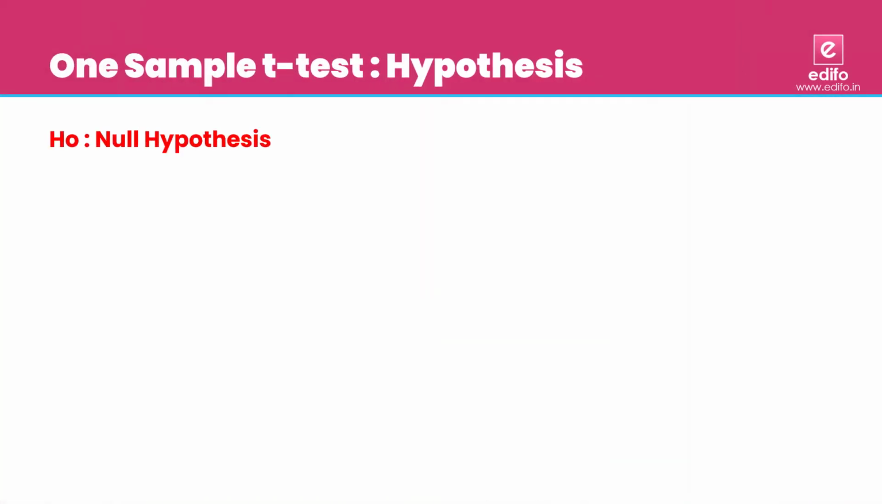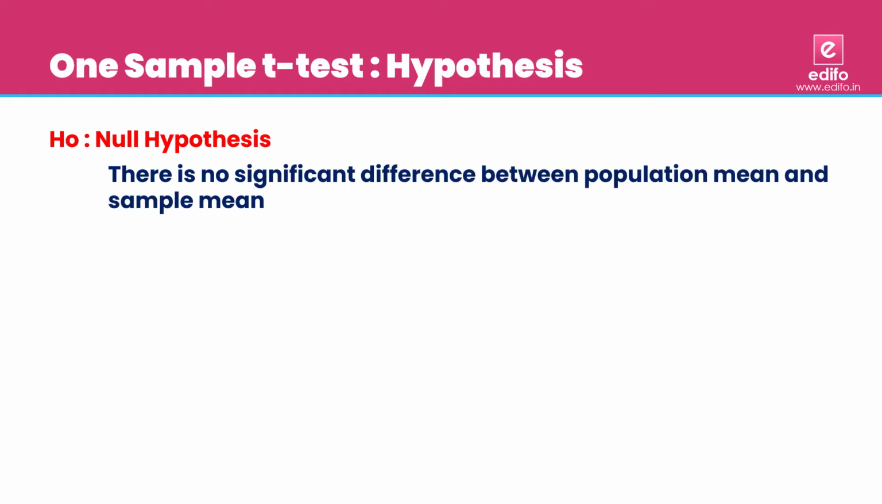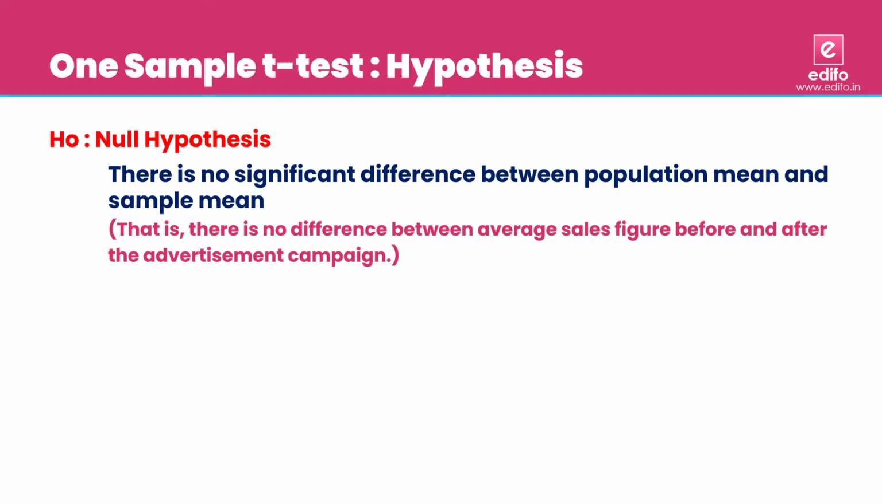So this is the null hypothesis. There is no significant difference between the population mean and the sample mean. Here, there is no difference between the average sales figures before and after the advertisement campaign. The mean before the advertisement campaign is considered as the population mean or hypothesized mean, and the mean after the advertisement campaign we are going to calculate. And this is the alternative hypothesis.